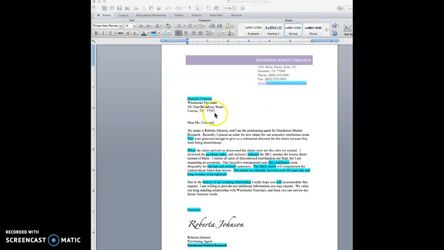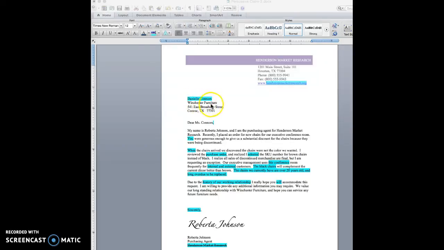Now this inside address looks pretty good. However, she should have included the reader's title. We always do that in business prose. It is simply a sign of respect. So this should be Ms. We do not know if she's married or not. And if you don't know whether a person is married or not, then you should default to Ms. So this should be Ms.